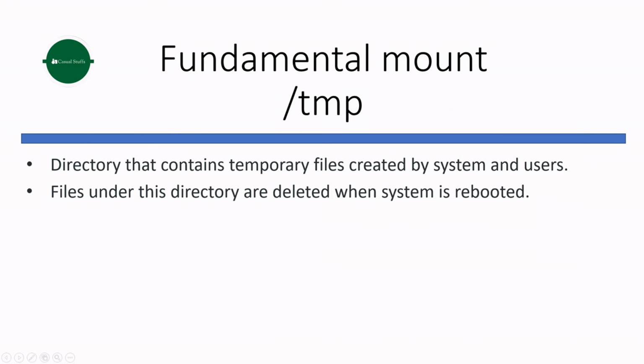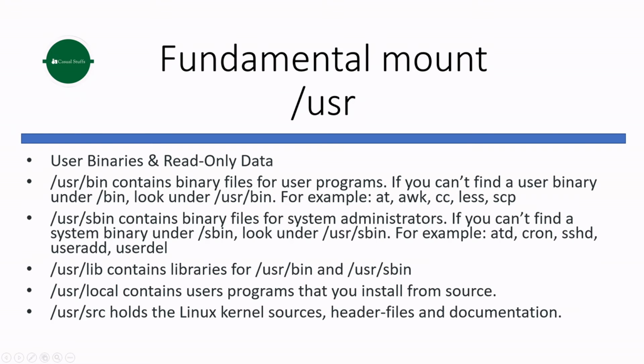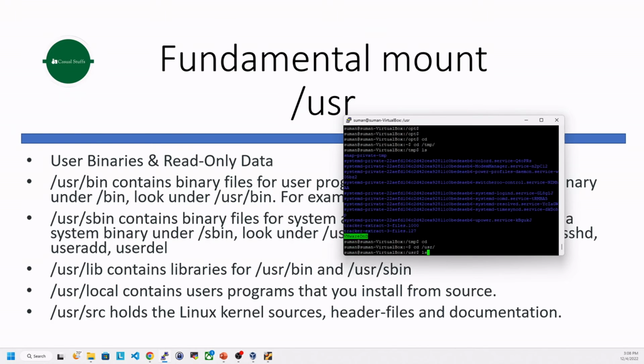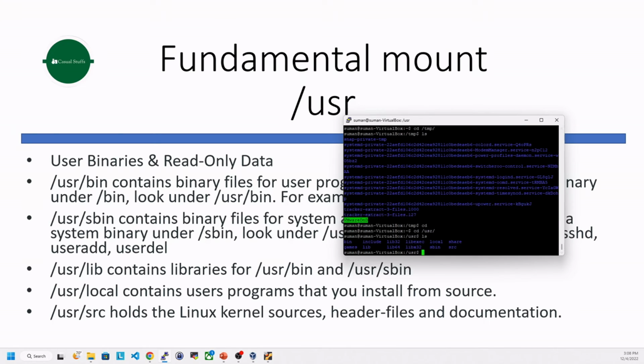Another directory we discussed was /usr. cd /usr. We can see bin, lib, lib32, lib64, local, sbin, share, src. lib32 contains the library executables of 32-bit architecture, and lib64 contains the executables of 64-bit architecture.